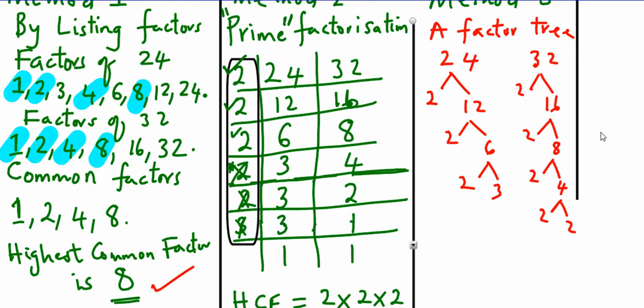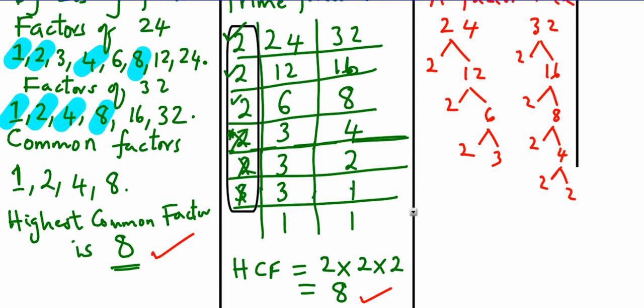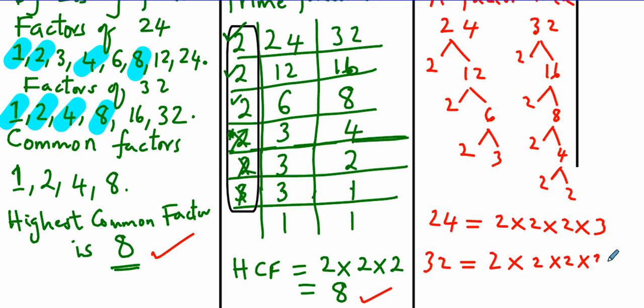And this will be the last method, factor tree. Okay, so this is 24, which can be written as a product of its primes. This is 2 times 2 times 2 times 3. Then for 32, you do 2 times 2 times 2 times 2 times 2. 1, 2, 3, 4, 5.